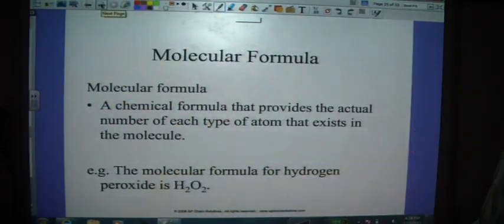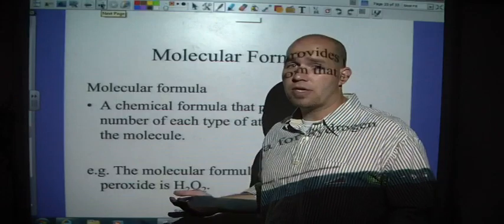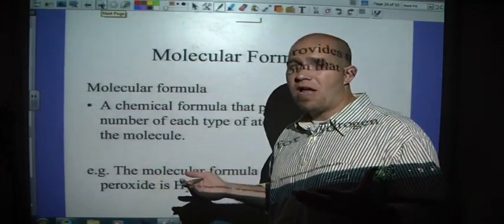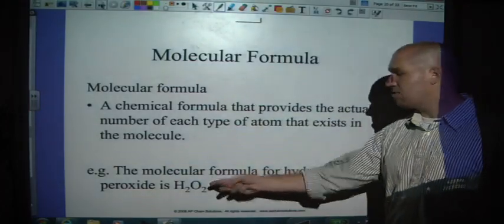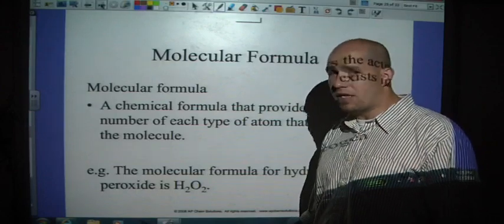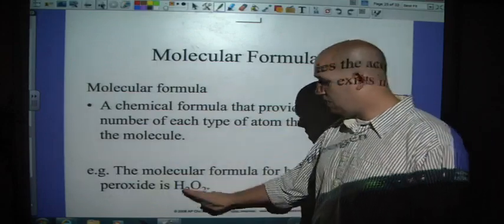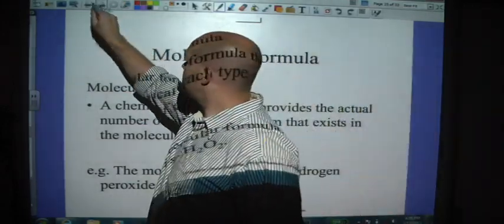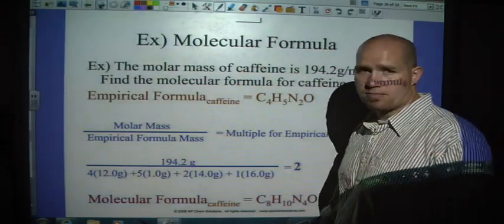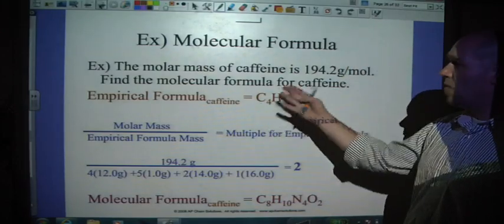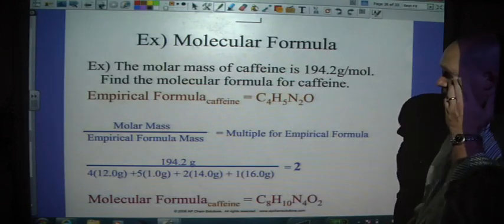Molecular formula. This is the real deal. Empirical, you simplified it. Molecular, what is it truly? What elements are there, and how many atoms of each? So that's what we're looking at. The molecular formula for hydrogen peroxide is H2O2, because there are literally 2 hydrogens and there are literally 2 oxygens. So this is what's there in reality. You can find the molecular formula if you have the empirical formula. So we know the empirical formula for caffeine is C4H5N2O. That's what we calculated.